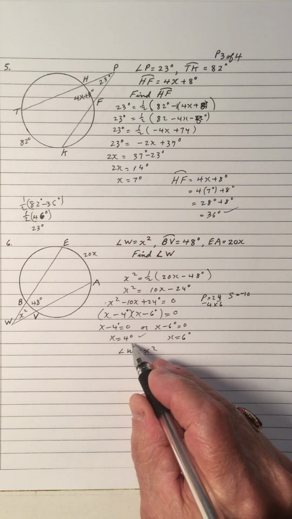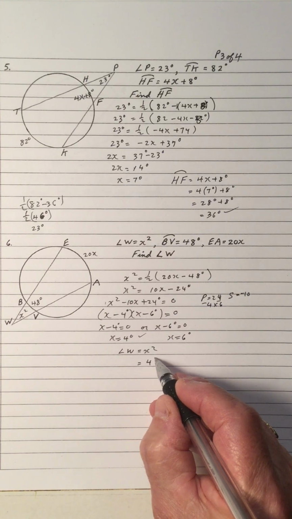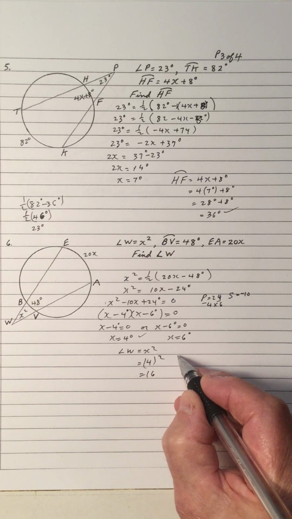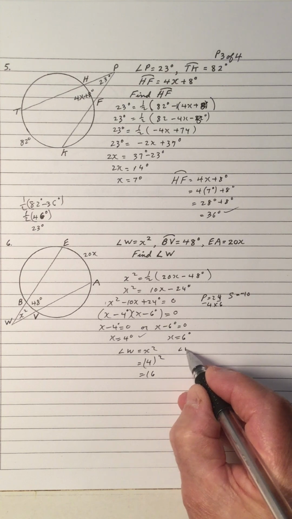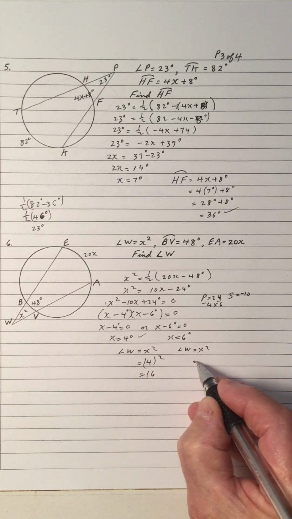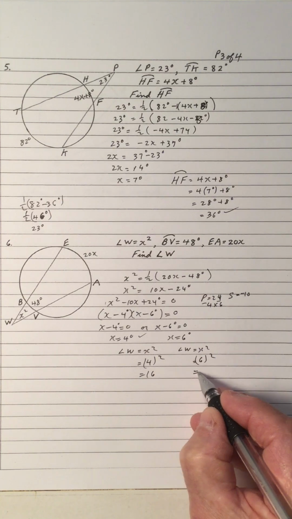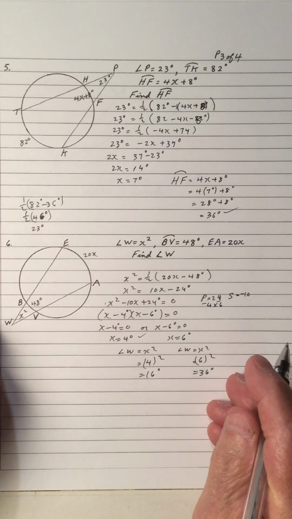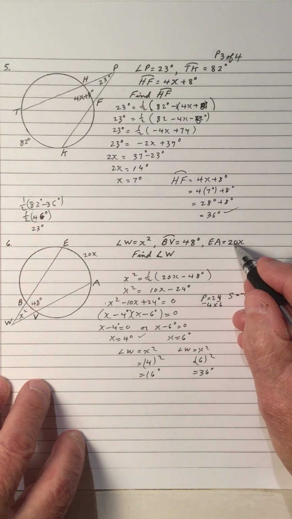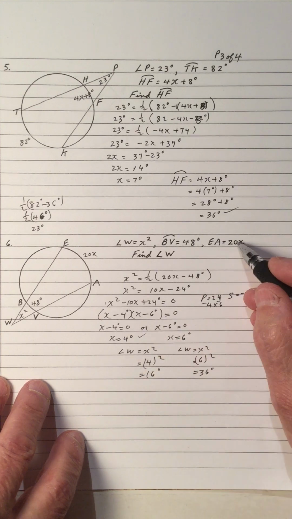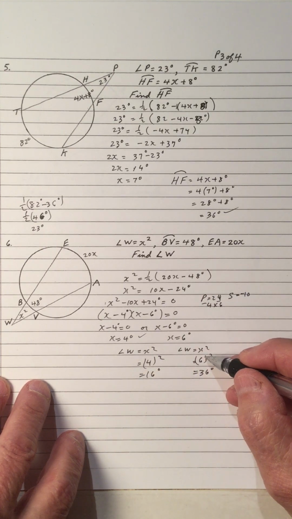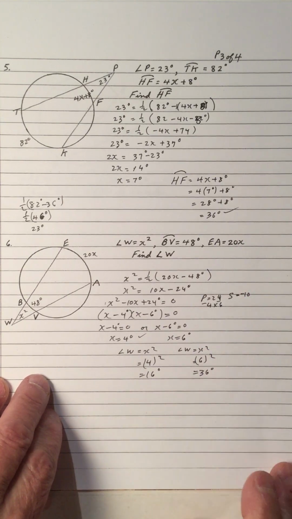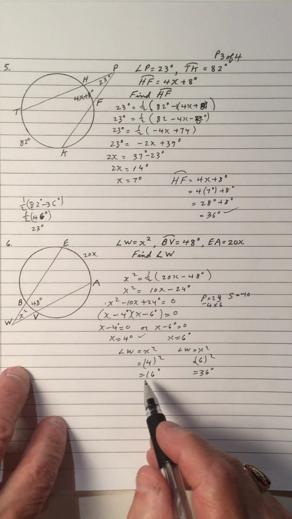So x is 4, so that's 4 squared, 16, and x is 6, so angle W is x squared, so it's 6 squared, 36. So x squared can be 16 or 36. And again, if we check here, you got a 4, so that's 80. And you check here, you got a 6, you got 120. If you work both of them out, everything would be okay.